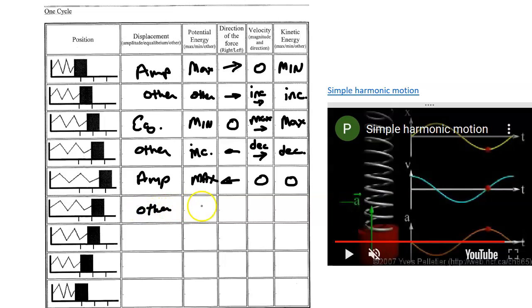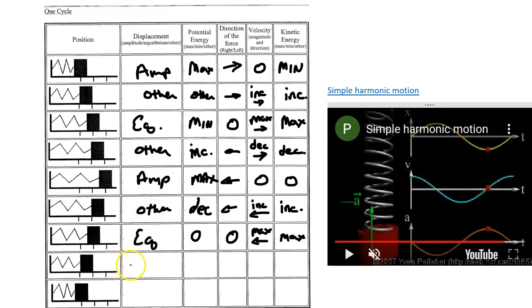As we head back down, the potential energy is going to be decreasing. The force is still acting towards the left, where the velocity is now increasing to the left, and so we're going to see an increase in kinetic energy until we get back to that equilibrium, where potential energy is 0. There is no force acting on it because there is no displacement. We're going to see a maximum velocity, but now we're heading to the left. And the kinetic energy is at a maximum.